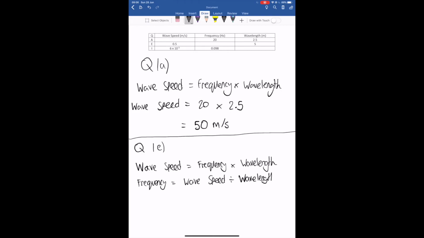Once we've got our formula correctly rearranged, we can then just take the information straight from the table and put the numbers in. So in this case, our wave speed is 0.5 meters per second and the wavelength is 5 meters. So all we're going to do is 0.5 divided by 5 to give us the answer 0.1. And then the unit, which in the case of frequency is hertz, capital H, little z.